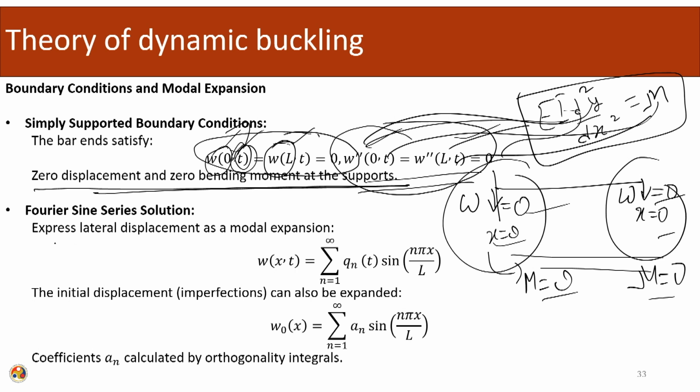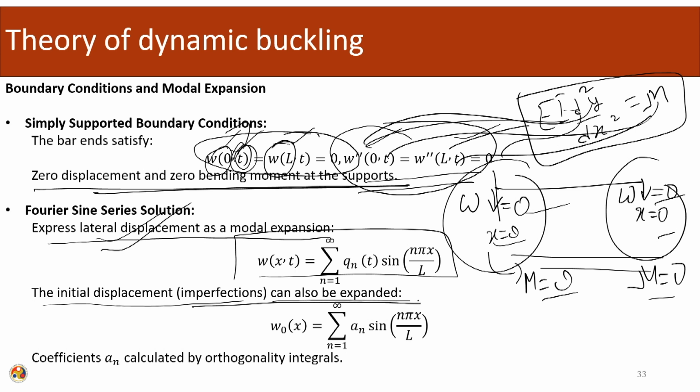After that, we are expressing the lateral displacement as a Fourier series. We are using a sine series approximation. The initial displacement imperfections can also be expanded, so we are also introducing the term for the initial displacements or imperfections. The coefficient A_n is calculated by the orthogonality integrals.